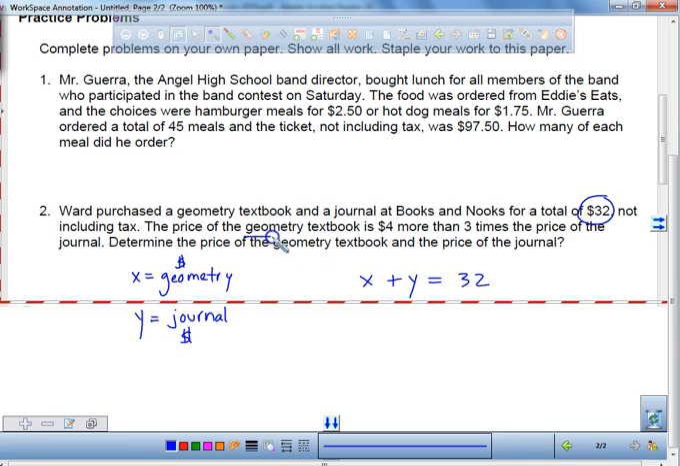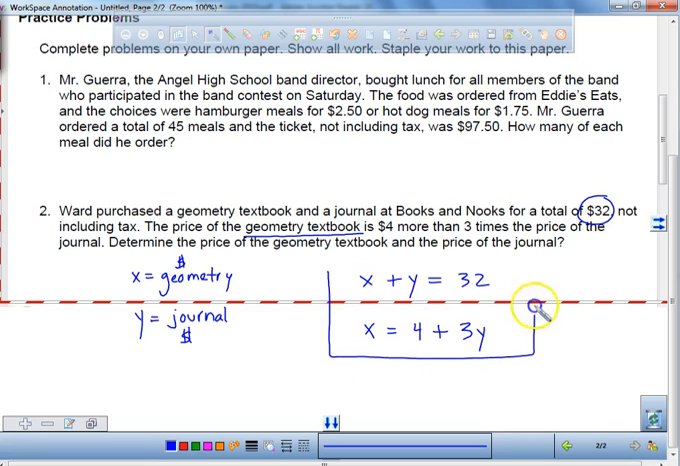So my geometry textbook, that's called x. The word is means equals. So every time we see geometry textbook is, that means it's equal to. 4 more than just means 4 plus. $4 more than 3 times the price of the journal. Well, the journal's y, so I'm going to put 3 times the price of the journal, 3y. So these are going to be my two equations.